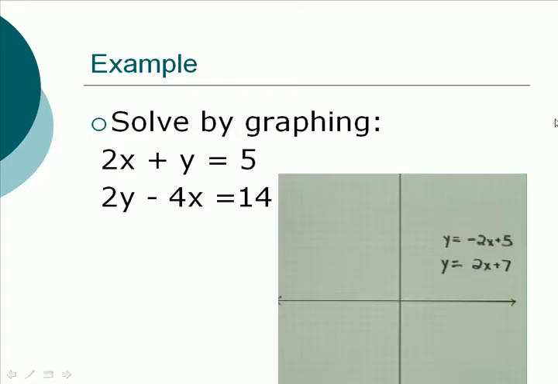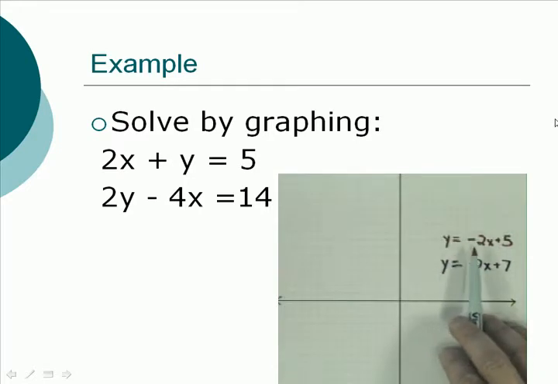We're just going to use a typical piece of graph paper here to graph both of these lines and look for their point of intersection. The top equation, y equals negative 2x plus 5, we're going to graph in red. The color might not show up very well on your screen, but note that this top equation is the one that we'll graph first.